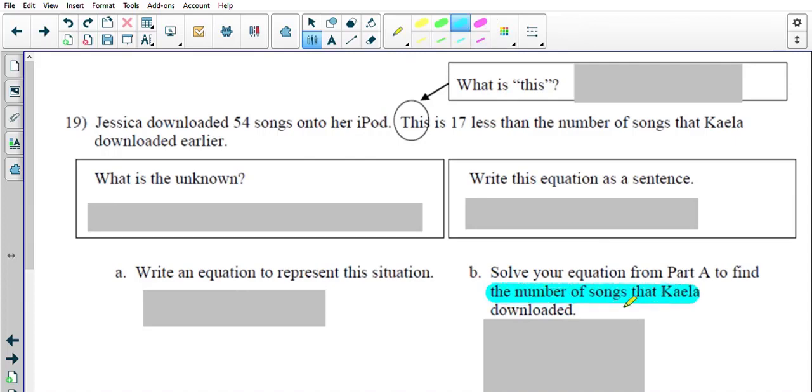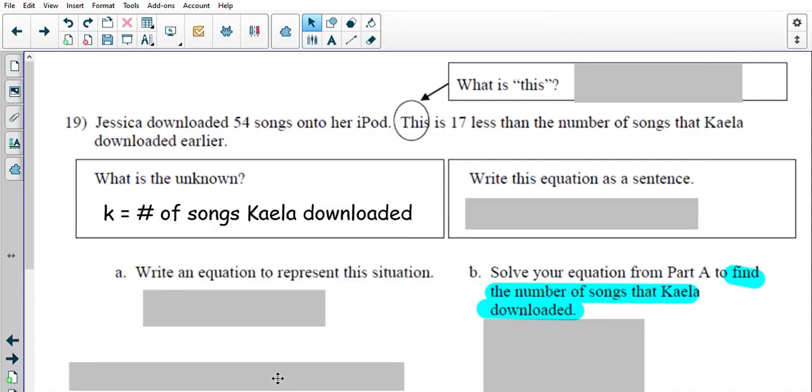It's always going to say somewhere within the question, either in the question itself, in parts A or B or C, or however many parts you have, find this or determine this. And in this question, it says find the number of songs that Kayla downloaded. So in this box where it says what is the unknown, our unknown is the number of songs that Kayla downloaded. I chose the variable K to represent this. You can choose S, but I always want to start by defining that. So if you come to me and say, I don't know how to do this word problem, I'm not sure how to approach this, I'm going to say, well, what are you trying to find? And start by defining a variable to represent that.